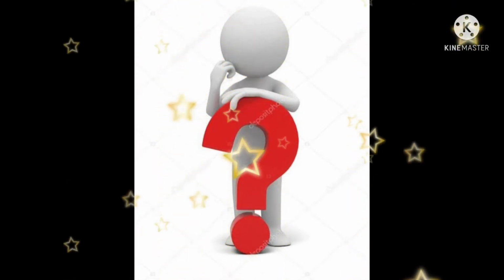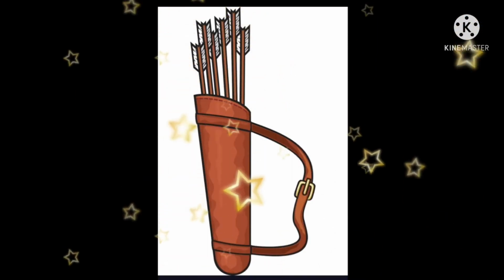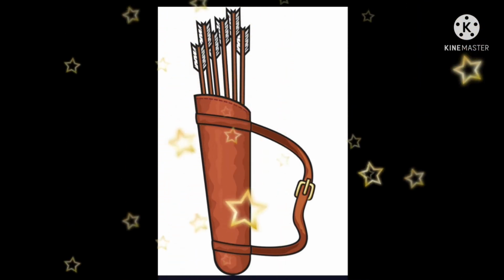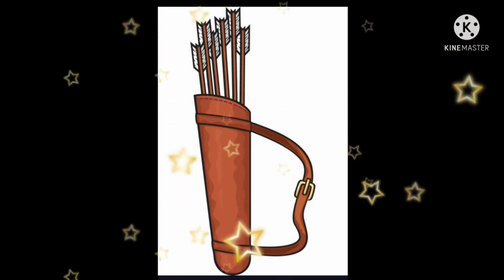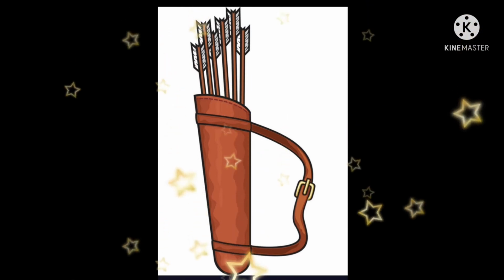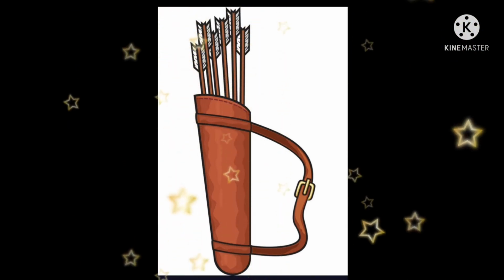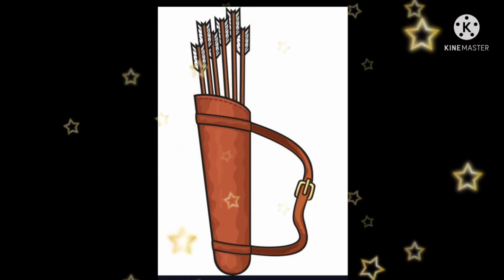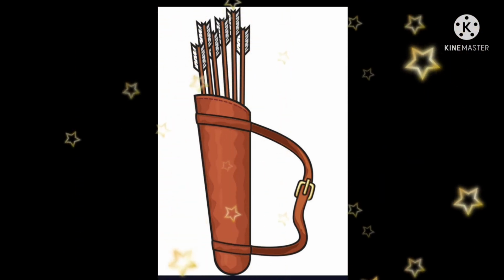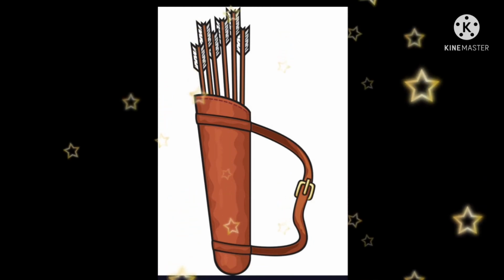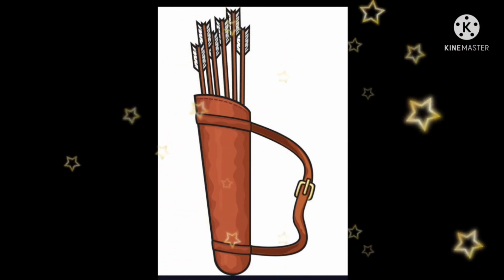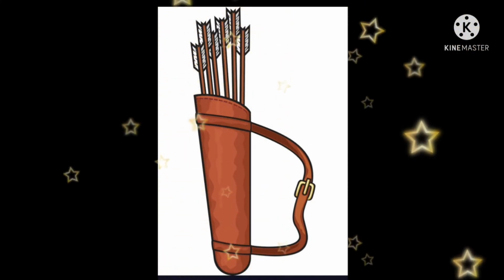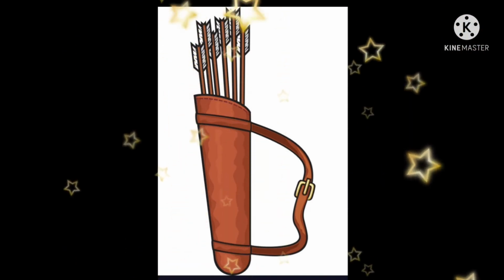And the last word that we learnt is quiver. You can see so many arrows inside a bag. The bag that contains the arrows is called a quiver. Okay, so you have learned the letter Q, capital Q and small q. Have you traced it in your books?